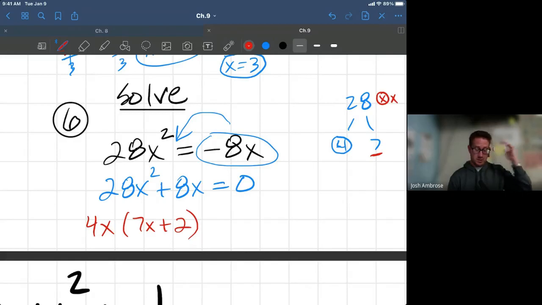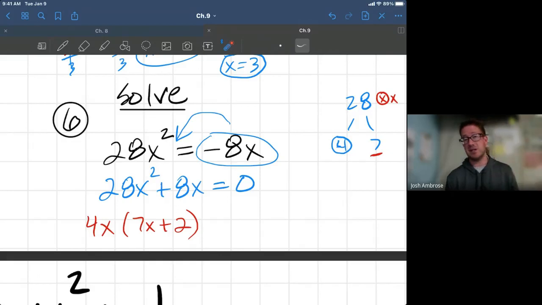All right, we took a 4 out. 28 divided by 4 is 7. 8 divided by 4 is 2. Then we took an x out. I have 2 x's, so cross it out. I have 1 left over. There's 1x, but I took an x out, so that guy's gone. That's why all I have is a 2 right there.